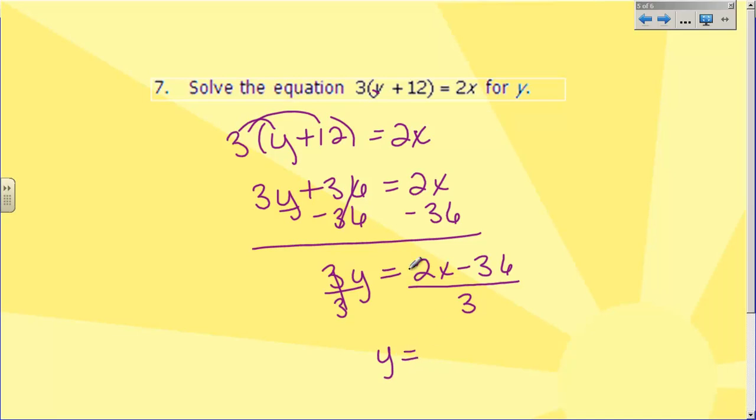Then let's test. 2 does not divide by 3 evenly, so I'm not going to do that division, but 36 does. So I'm going to leave this as 2 divided by 3x, because it's the same thing, minus, now 36 divided by 3 is 12. These are the same thing. This is just the simplified version of the first one. If you left it this way for now, I would not count it wrong.